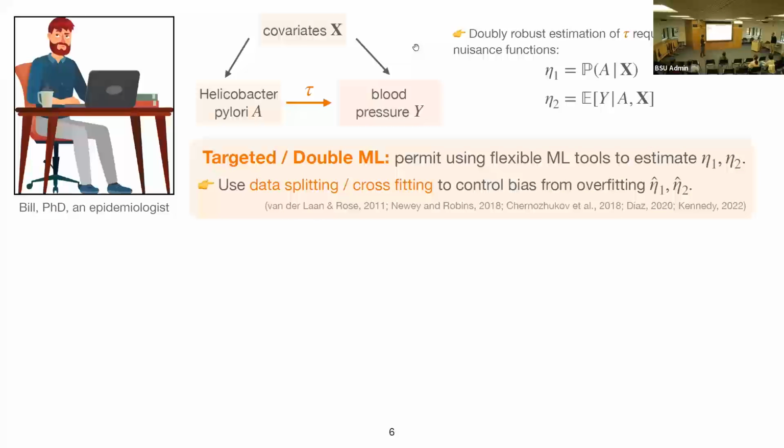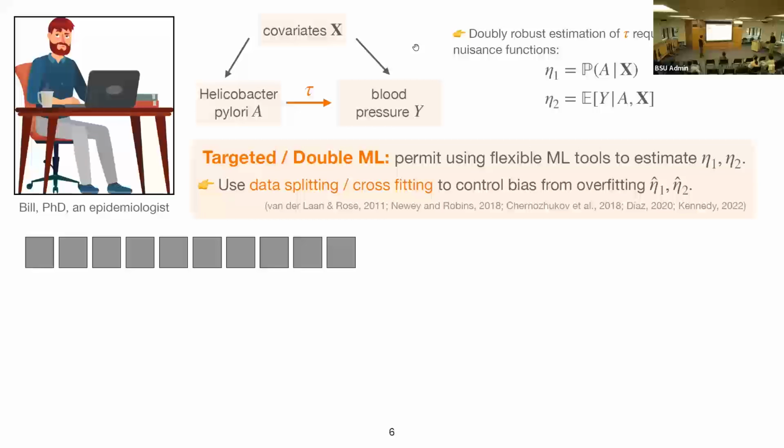Okay, so to run these double or targeted machine learning approaches, the benefit is that they allow you to use really flexible machine learning tools to estimate those nuisance parameters. So that avoids the risk of using some parametric model that could be severely misspecified. An ingredient of those double or targeted machine learning approaches is the practice of data splitting or cross-fitting. And these are introduced to control the overfitting bias of those nuisance functions.